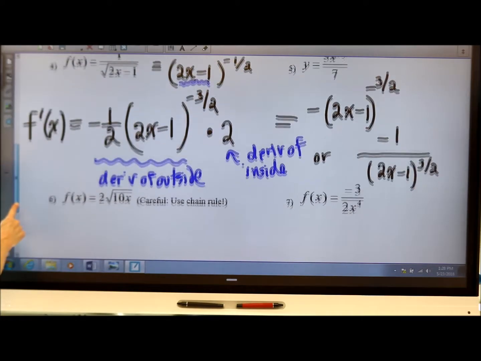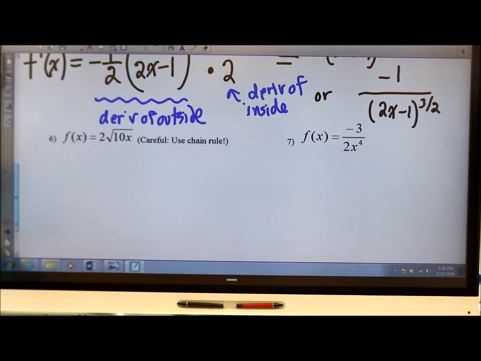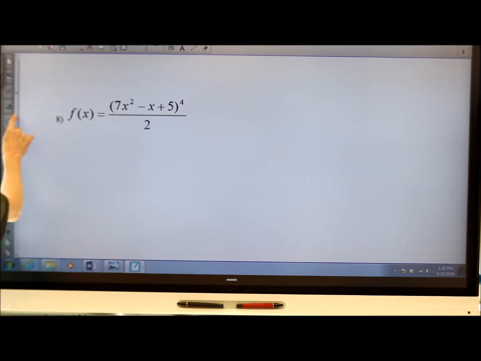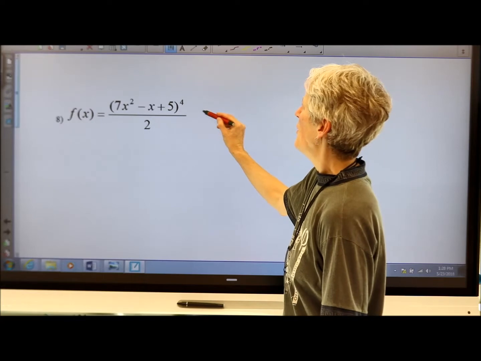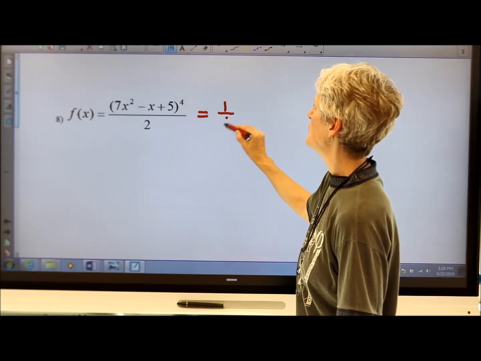All right, let's do a few more. Let's look and see what's on the next page here. Oh, I'm not going to do this, but you could do the quotient rule, but you don't have to. You could rewrite this.